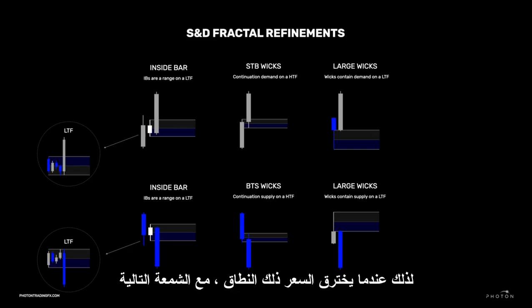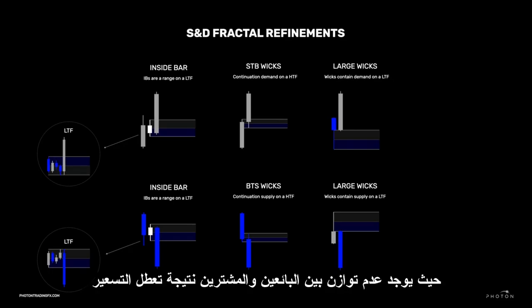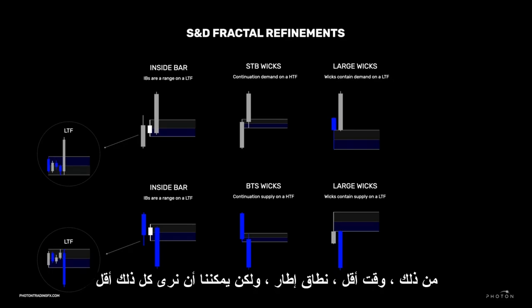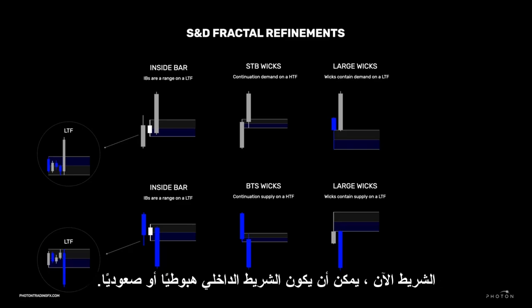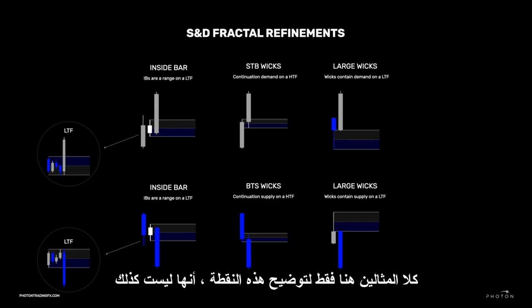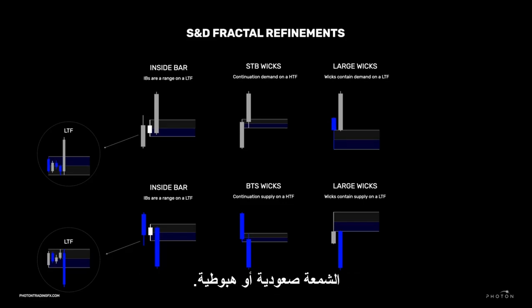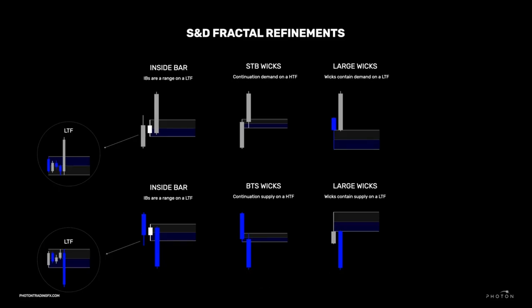So when price then breaks out of that range with the following candle, that will create our zone, as there is then an imbalance between buyers and sellers as price breaks out of that lower time frame range. But we can see all of that lower time frame price action by simply understanding what an inside bar is. Now, an inside bar can be bearish or bullish. It doesn't matter in terms of supply and demand. That's why I've deliberately drawn the candle as white in both examples here, just to make that point clear. It doesn't matter if the candle is bullish or bearish. All that matters is that it doesn't break the previous candle's high or low, and that means it is a range on a lower time frame.